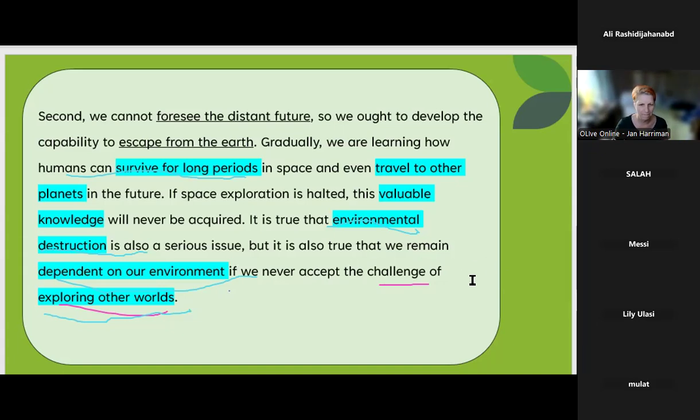Okay. And if you think about it, if you just had these words on a piece of paper, could you rewrite this paragraph?